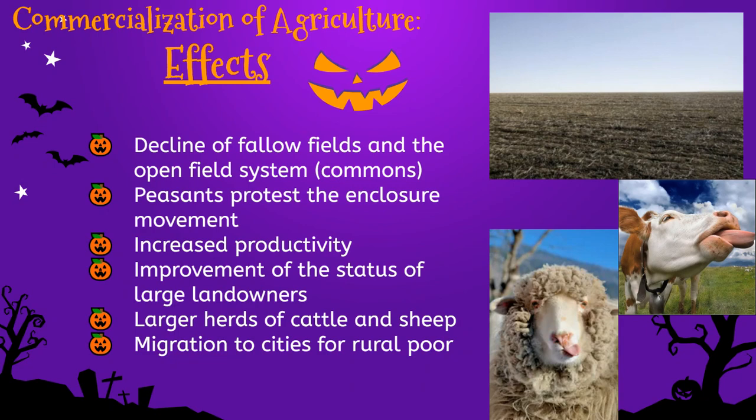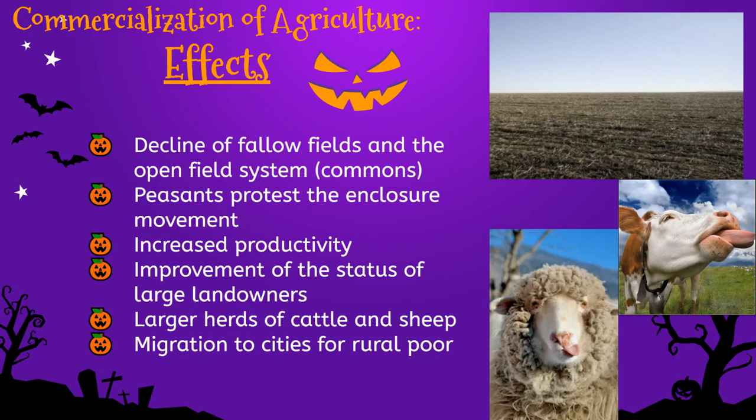Peasants don't like this because they don't have enough money to buy the land. So they protest this, but not much success there. On the positive side, we do see that the land and farming becomes more productive. So that means we're going to have more food, which, as we saw, is going to help make a larger increase in population. We're going to see the improvement of the status and wealth of large landowners because obviously, if you're having private farms now, if you own more land, you're going to be able to make more food. And this is going to get us into larger herds of cattle and sheep, again, to feed more people and create bigger population growth.